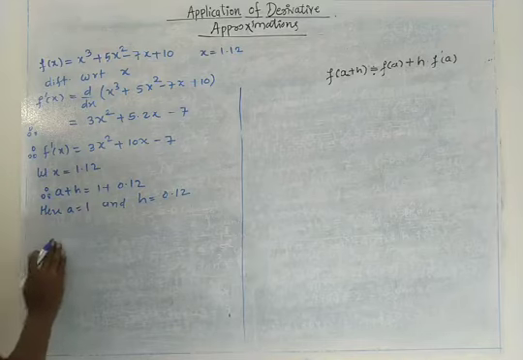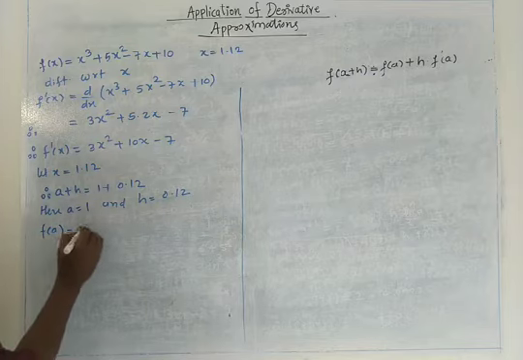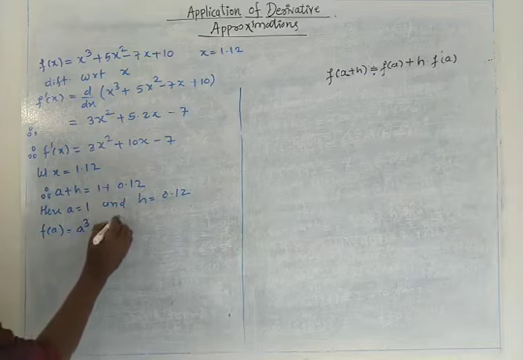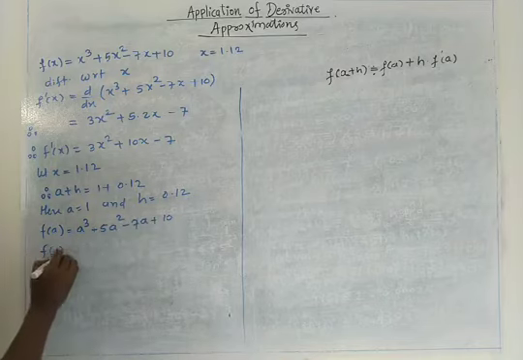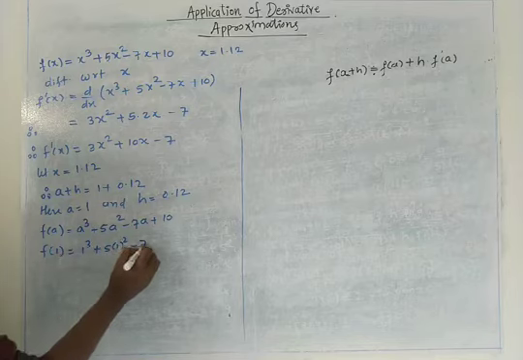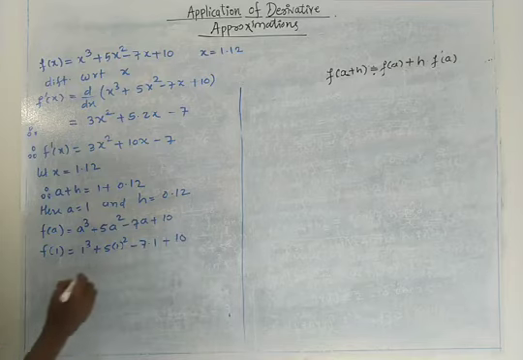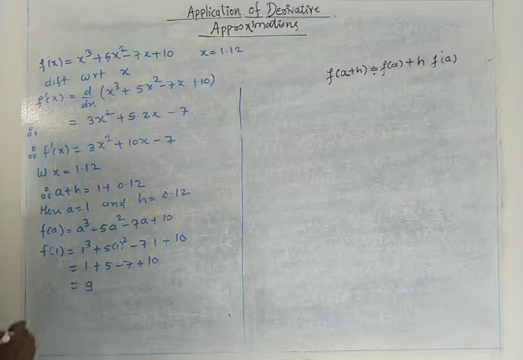Okay, so once you have the value of a, start with finding f of a. So f of a is equal to, by the function, a cube plus 5a square minus 7a plus 10. So f of 1 is equal to 1 cube plus 5 into 1 square minus 7 into 1 plus 10. Simplified, 1 plus 5 minus 7 plus 10. So 1 plus 5 is 6, 6 plus 10 is 16, and 16 minus 7 is 9.